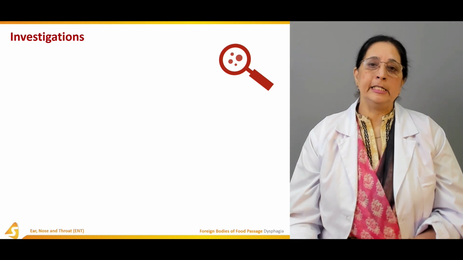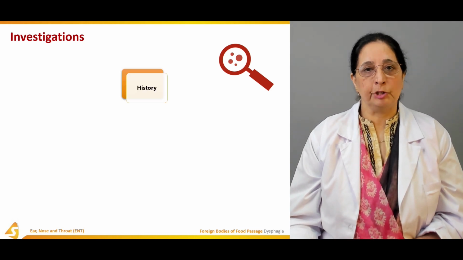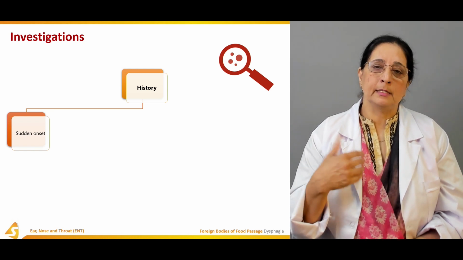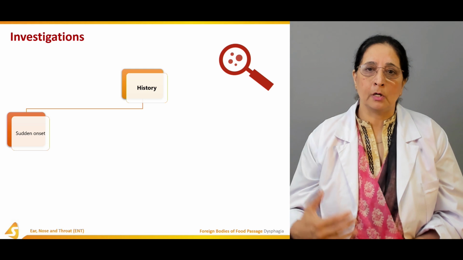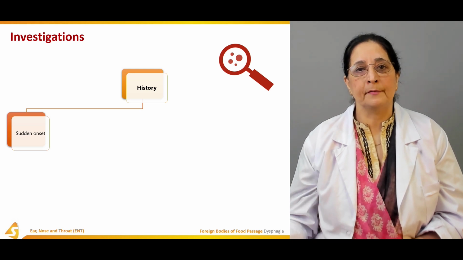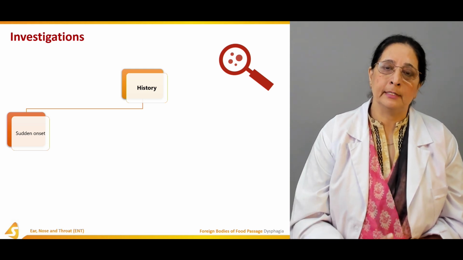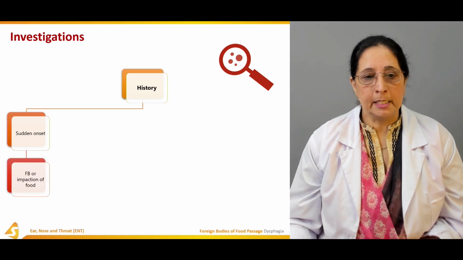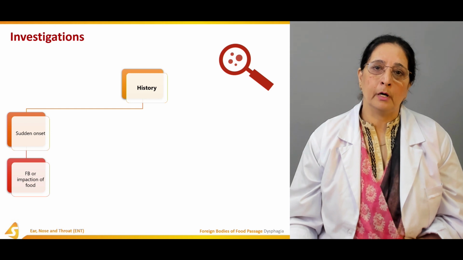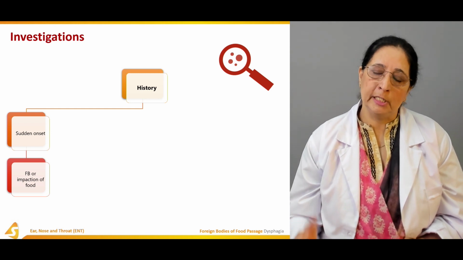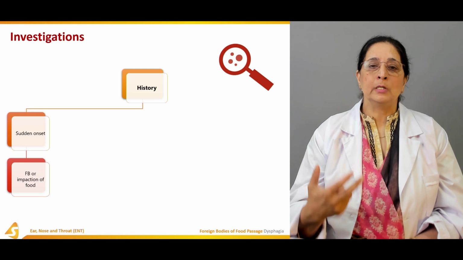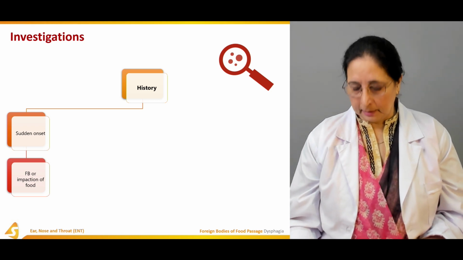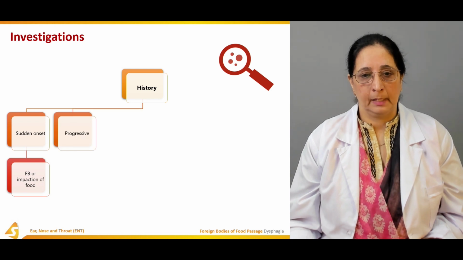Now, some investigations that can be done. History is important, whether it's sudden onset or insidious, slow onset, or they have some complications, or they have had this dysphagia before. So history is very important. Sudden onset suggests foreign body or impaction of food.